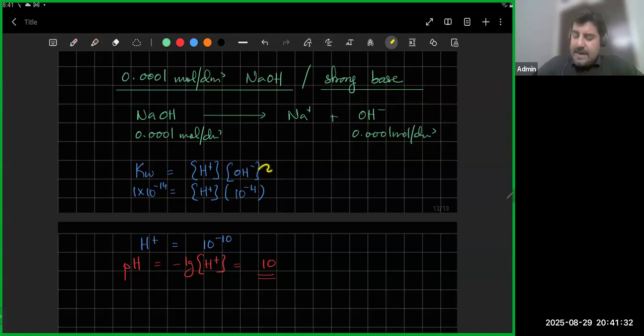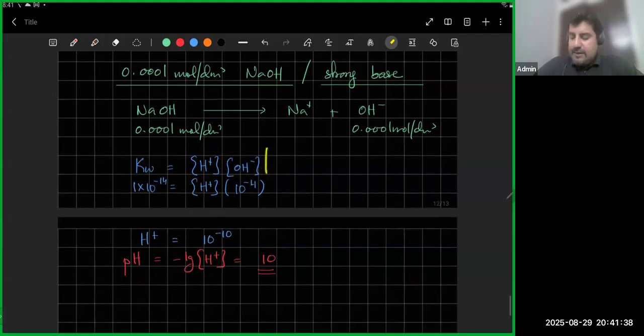So I had the OH ion concentration, I used that, and I was able to figure out the H+ concentration. The OH ion concentration went up, so the H+ concentration would have gone down. I figured out the H+ concentration, which was 10 power minus 10. And I took the anti-log of that. Oh, sorry, not the anti-log. I took the negative log of that, and I got 10. So the pH of this solution is 10, right?